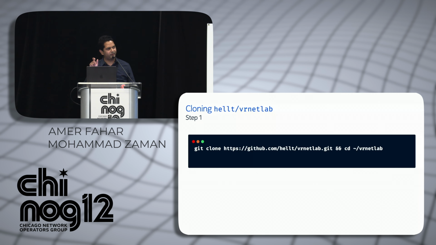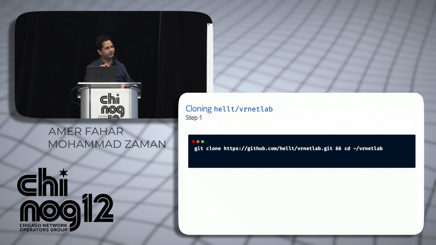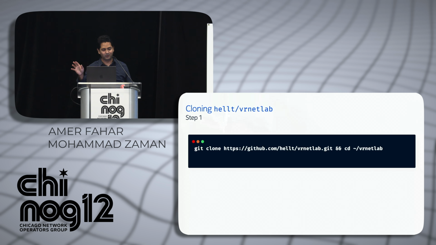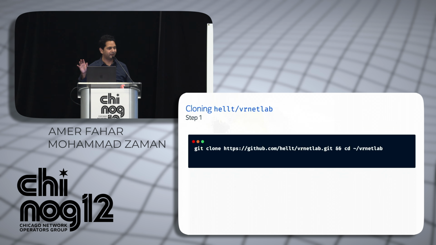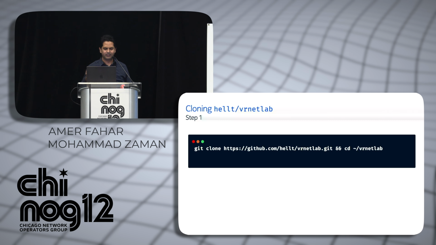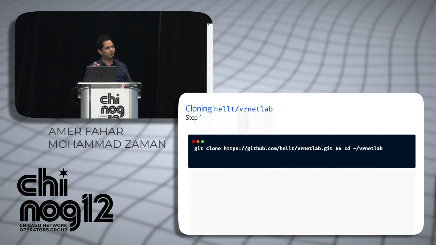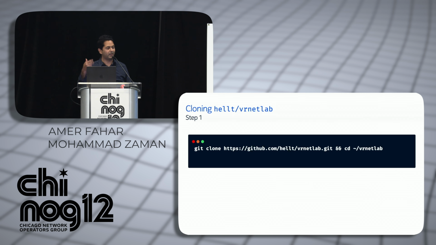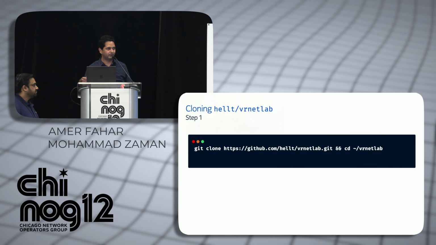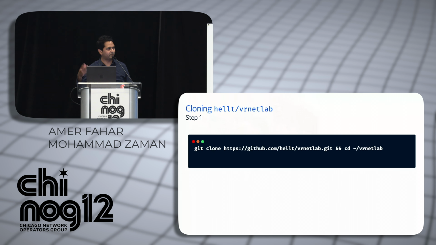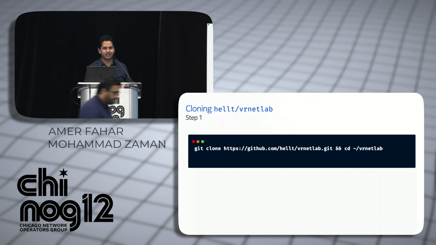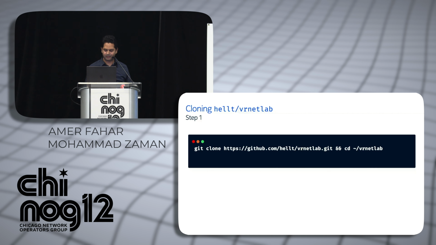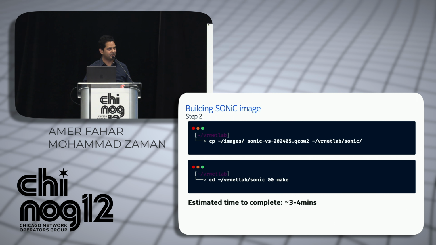It's a fork of the VRNet repository. Roman, our counterpart at Nokia, that's his fork, and you have to clone that. Once you clone it, you can download, let's say, a Sonic VM or SROS VM, and then containerize it or package it as a container so that it can be deployed in ContainerLab. The steps for that are given in the slides.